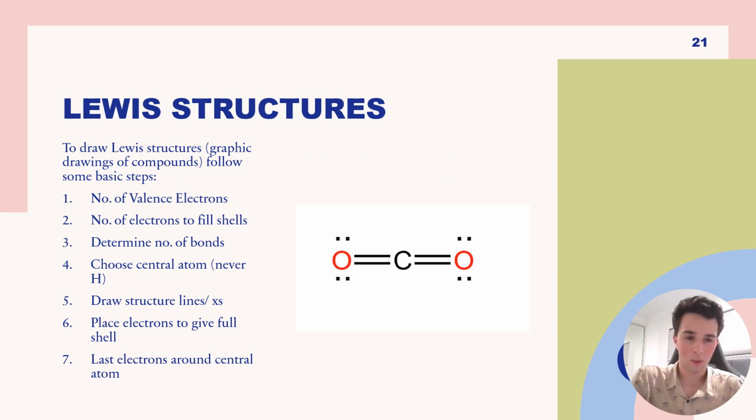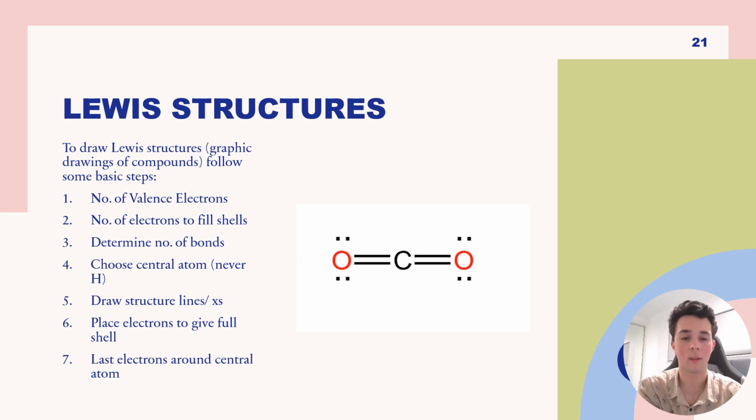Lewis structures, okay. I've just got a couple of steps here to remind you of how to draw Lewis structures. I didn't really want to go into huge depth, mostly because it's quite easy once you get the hang of it. First, get the number of valence electrons. Carbon has a valency of 4 and oxygen has a valency of 6, so you should have 2 times 6 plus 4, so 12 plus 4 is 16.